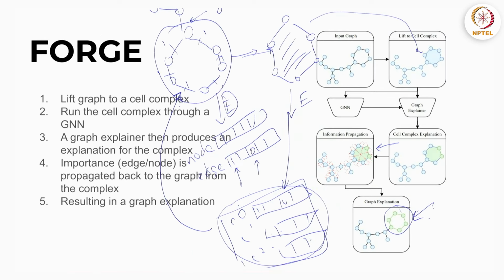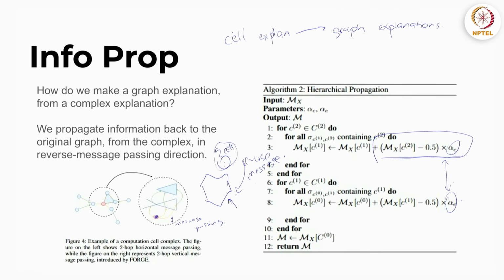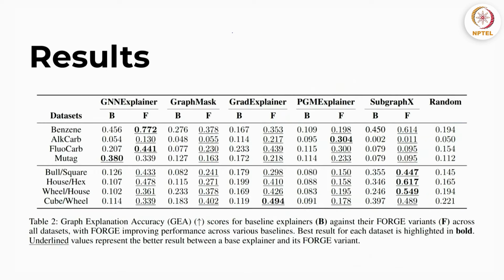Once we have the graph explanation, we can then observe that the hexagon or benzene is what shows up as important. I'm going to be handing it back to Akshit for the results and discussion.